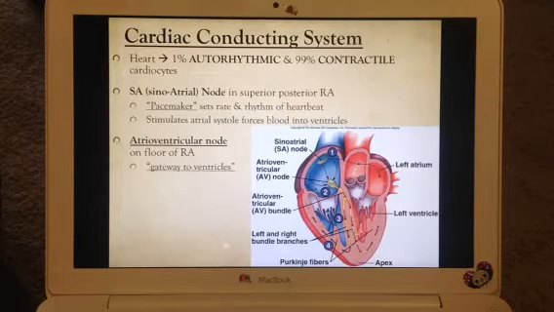And in fact, this is the artificial... when somebody talks about a pacemaker, they had a pacemaker put in, it's because there was something wrong with their SA node. So they have an artificial SA node implanted that sets the rhythm and the rate of the heartbeat so that it can continue to function normally.